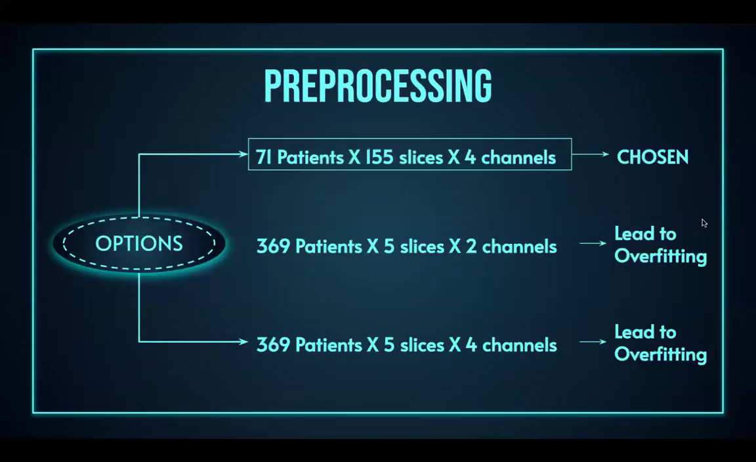So we did 3 main trials for our implementation to be able to reach an optimal solution for our model. We tried 369 patients using only 5 slices instead of 155, and then using 2 channels. And this trial failed, and I'll show you later why. And then we tried 369 patients with 5 slices and 4 channels, which also failed. And then we finally tried having 71 patients and using all the 155 slices and all the channels, and this is what worked for us.